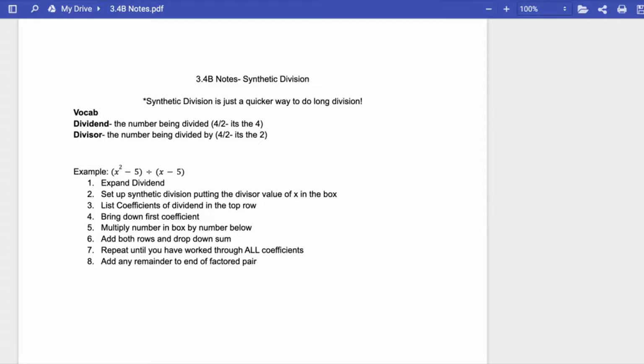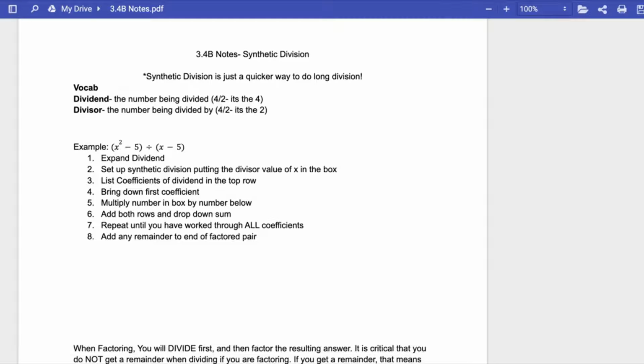What I like about synthetic division is it's just a much quicker way to do long division, and it takes up less space. These are words you should know, but in case you don't, the dividend is the number being divided. So if I'm dividing 4 by 2, then 4 is the dividend, and the divisor is 2, the number you divide by. If you look at our first example, the first thing we're going to do is expand the dividend.